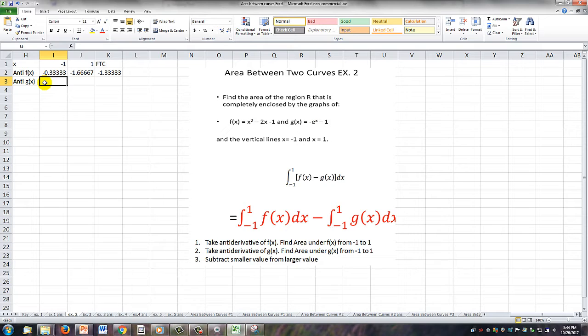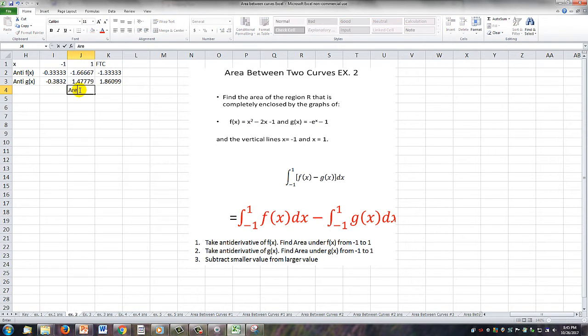And then g of x, the antiderivative of -1 e to the x is -1 comes on down times the antiderivative of e to the x, which is e to the x, so exp parentheses x, and then the antiderivative of -1 is -1 times x. Drag that, and that's evaluating at -1 and at 1, and the FTC, the area under the curve, is the upper limit value minus the lower limit value.